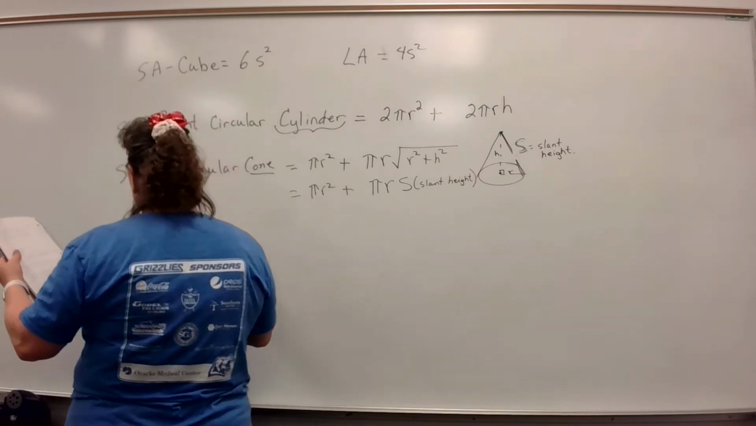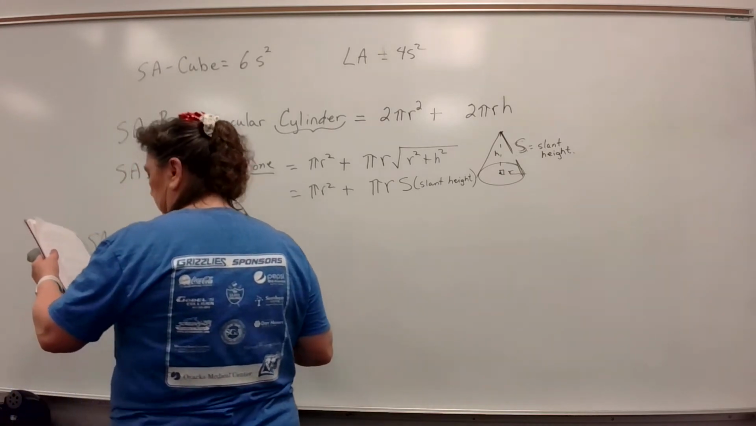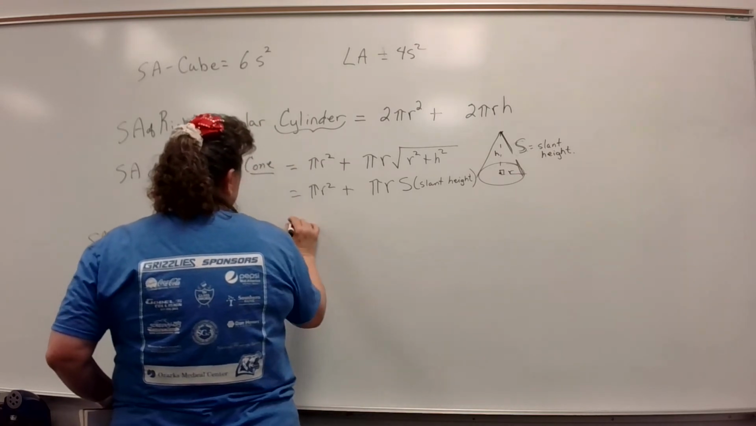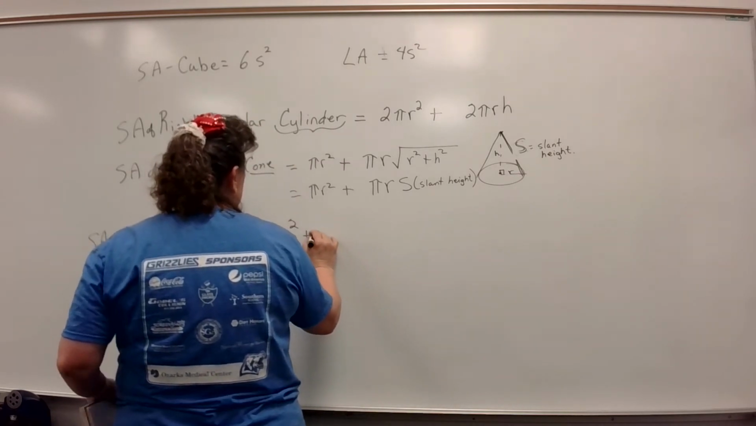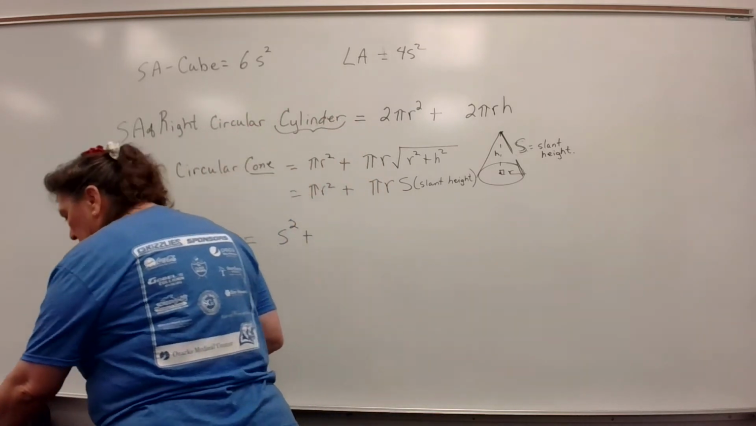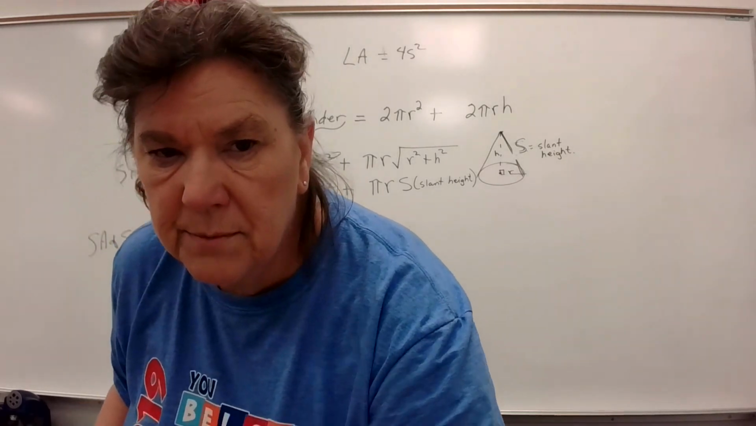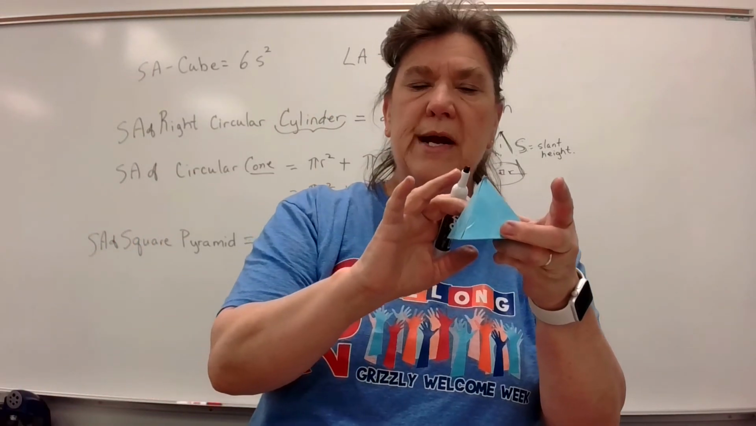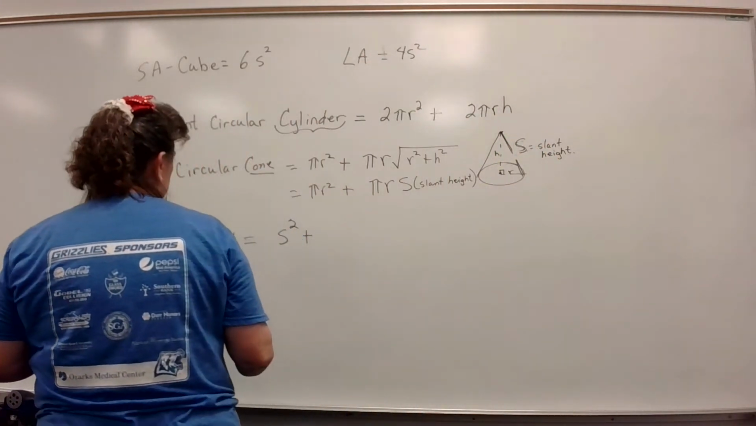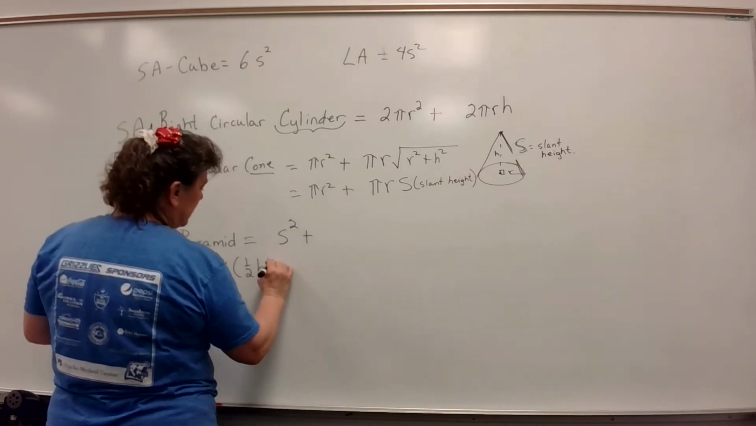Okay, so what is the surface area of a square pyramid? It is equal to the base, which is your side squared, plus, now this is where it gets kind of interesting. Remember what I said about your pyramids? Four of these triangles, there's four of them, so there's four times the area of a triangle, 1/2 base times height.